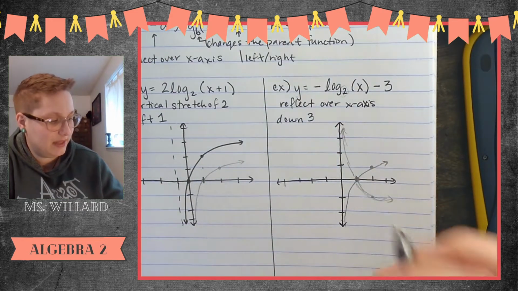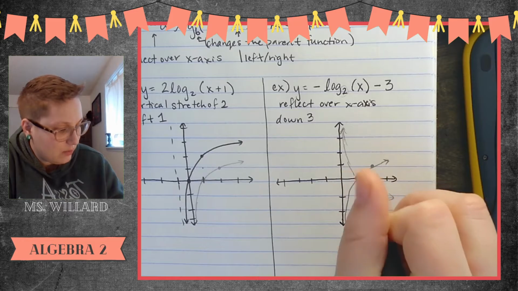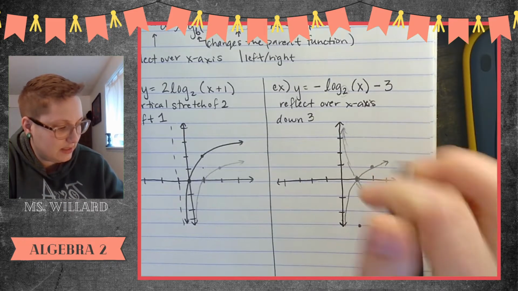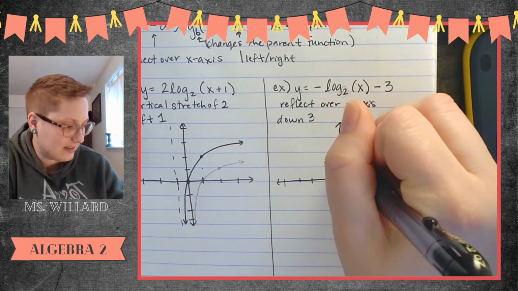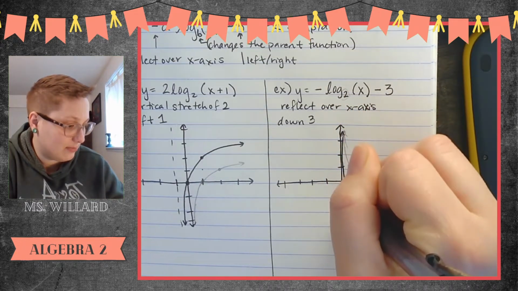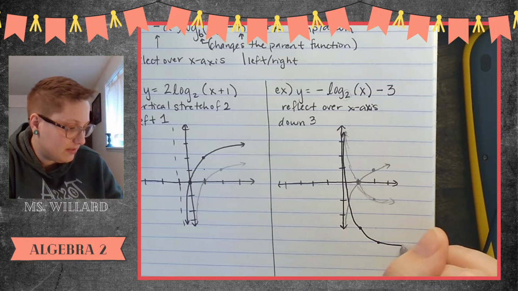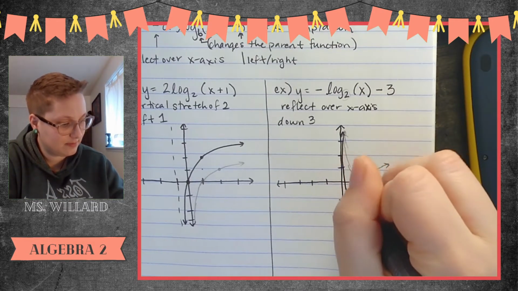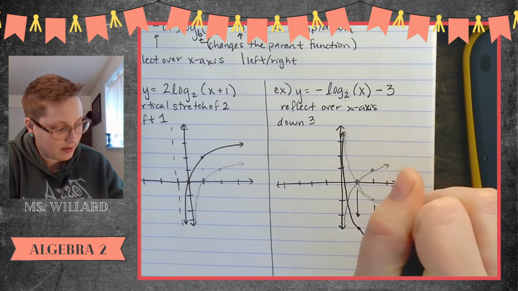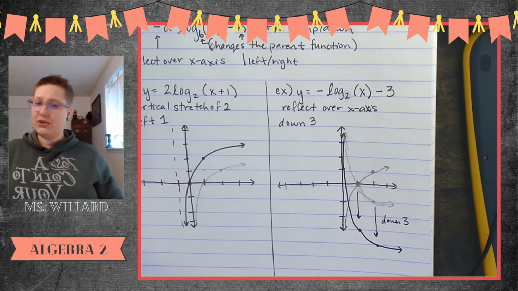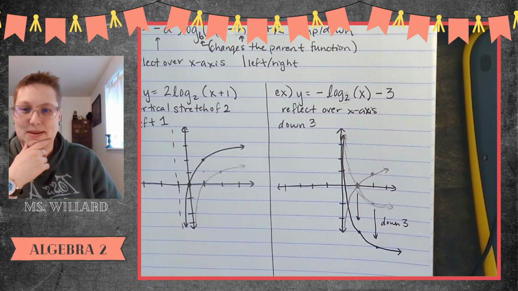And then I'm going to move every point down 3. So this one goes 1, 2, 3. And then it still is flush against this axis, though, because there's no plus or minus with the x. So it goes like that. Down 3. Okay. Are you confused yet? Great. Here, let me show you something.